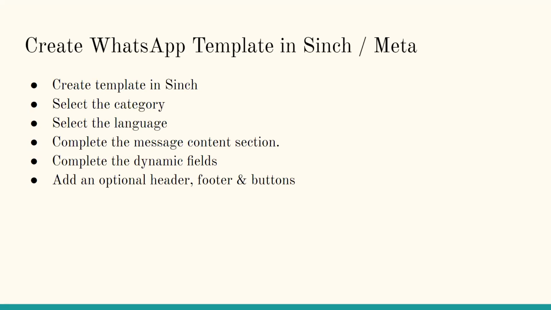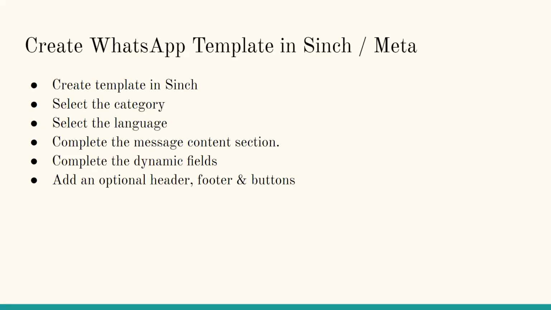So first, we have to create a template and submit it to Meta. Meta will then review it, and once it gets approved, we can use it in a Journey Builder API. So it's a transactional thing. I'm just talking about Cinch because Meta is just coming up. In case of Cinch, you have to create a template in Cinch, select the category, select the language, then complete the content section, put in any dynamic fields, and then add the optional header, footer, and buttons.